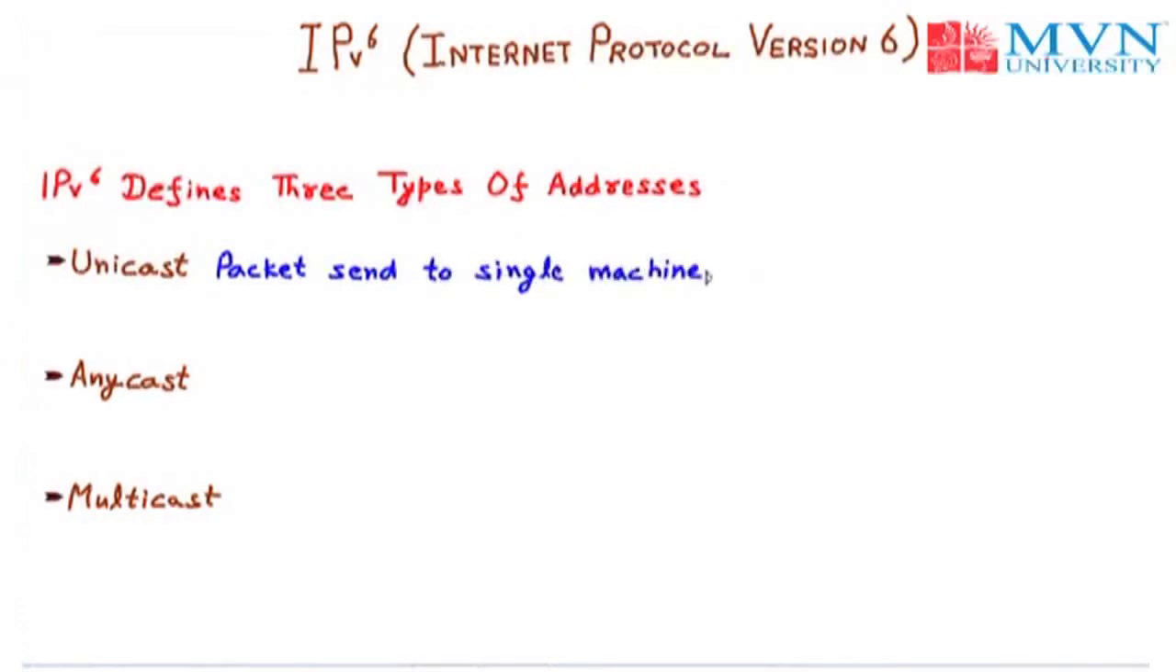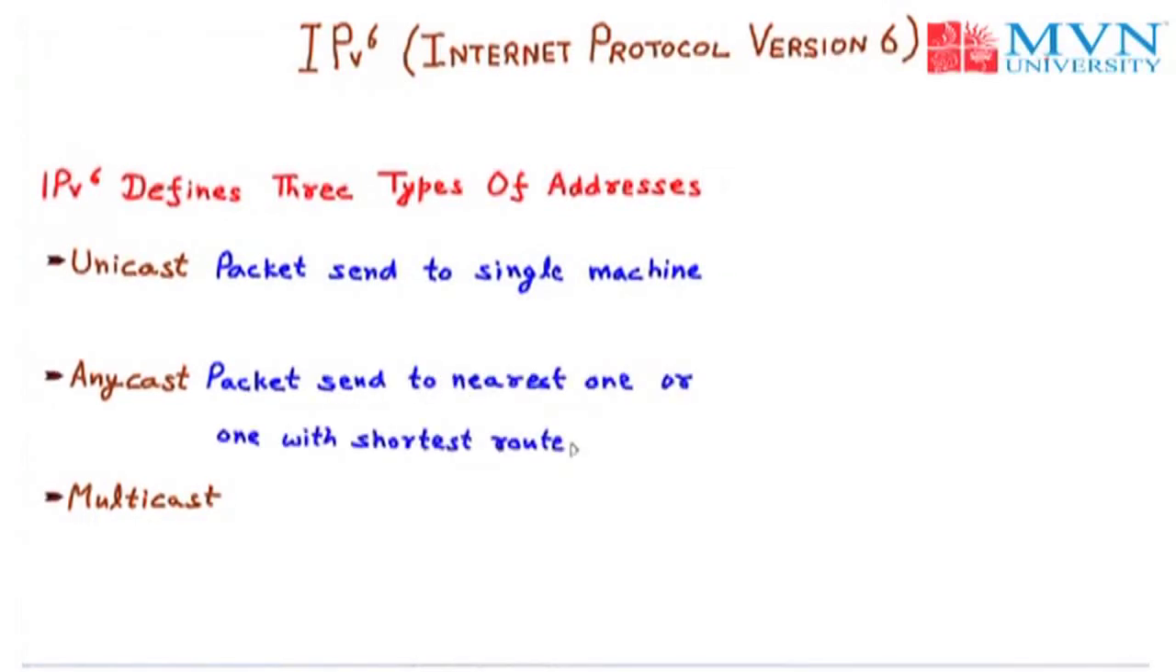Now next we have the anycast, that means the packet can be sent to the nearest one. Nearest one, that means the one which has the shortest route or the shortest distance from the sender. And next we have the multicast, that means the packet can be sent to each machine of the group. Now we have a specific group in which every machine will receive the data. So that is all about IPv6.